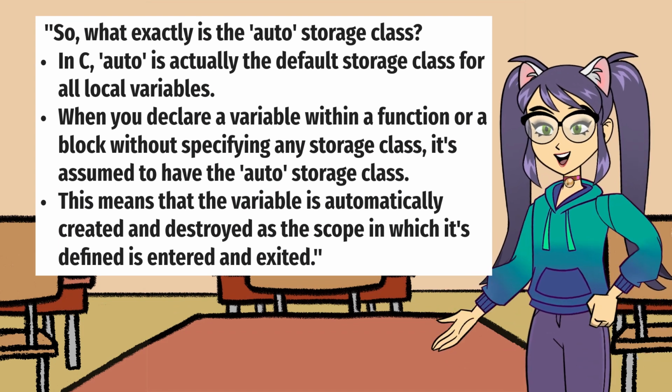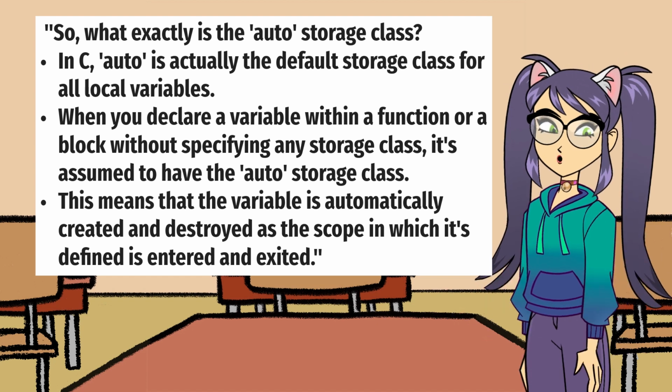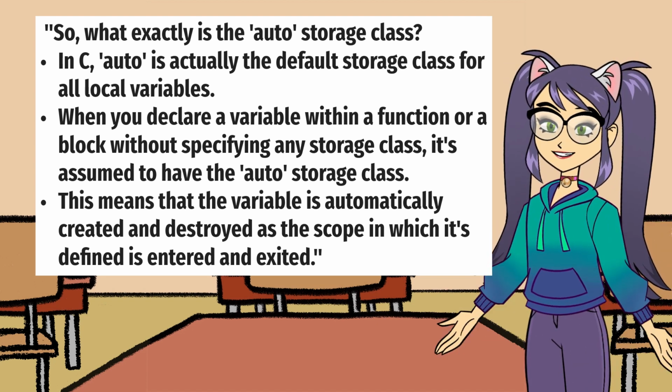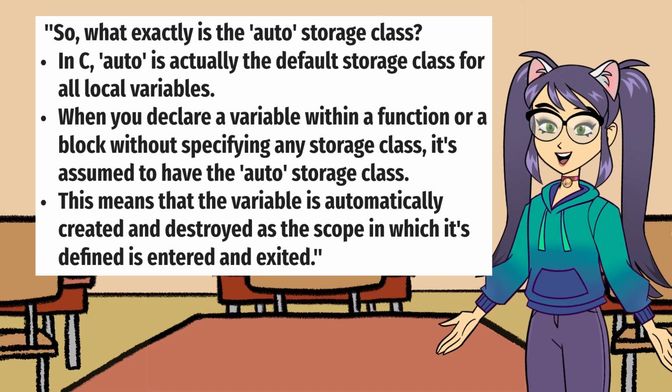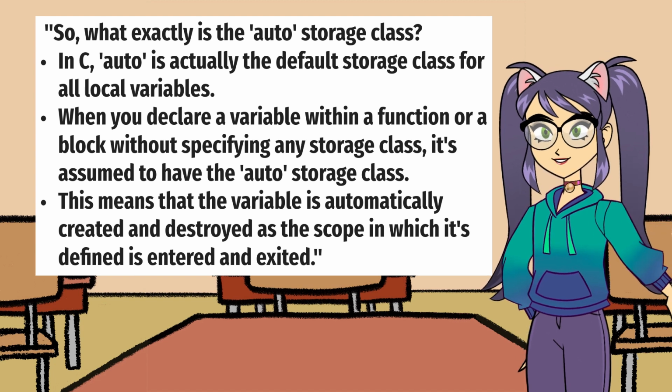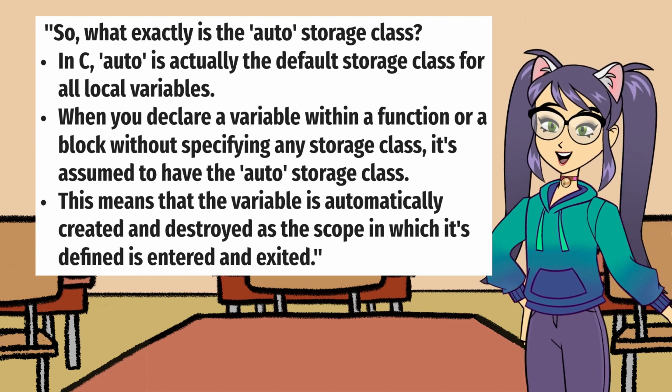In C, auto is actually the default storage class for all local variables. When you declare a variable within a function or a block without specifying any storage class, it's assumed to have the auto storage class. This means that the variable is automatically created and destroyed as the scope in which it's defined is entered and exited.